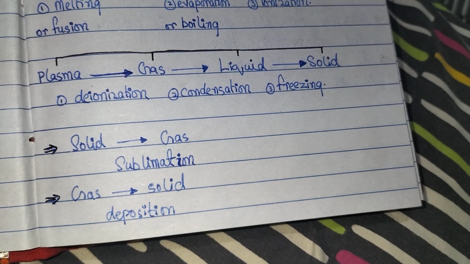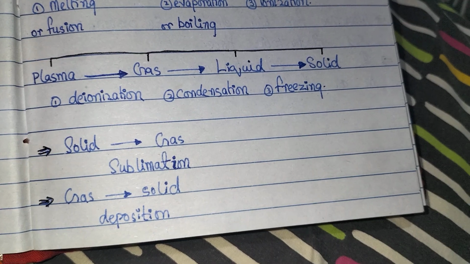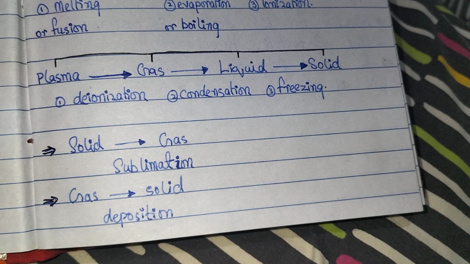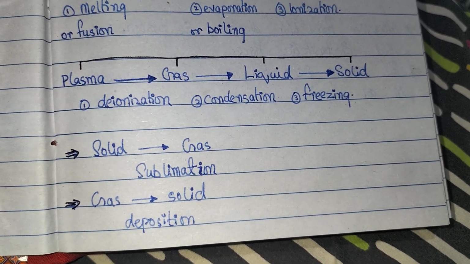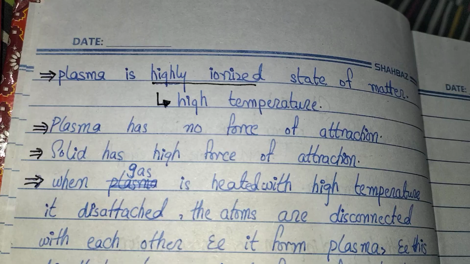Why deposition? Because the molecules of the gas, the atoms of the gases, are not tightly bound. When they are converted into a solid, they are tightly bound and tightly packed in the solid. That is why we say this process is called deposition, to deposit in a single place, tightly packed. So when gas is converted into solid, that process is called deposition.